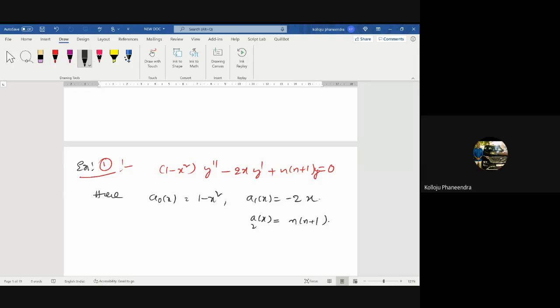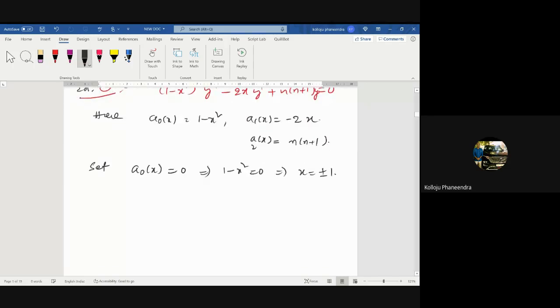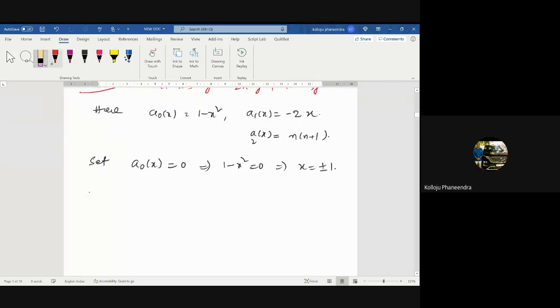Now, to get the singular points, set a naught of x naught equal to 0. 1 minus x square equal to 0, so x equals plus or minus 1. At x equal to plus or minus 1, a naught of x is 0. Therefore, x equal to plus or minus 1 are singular points.